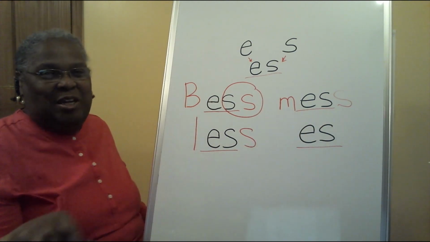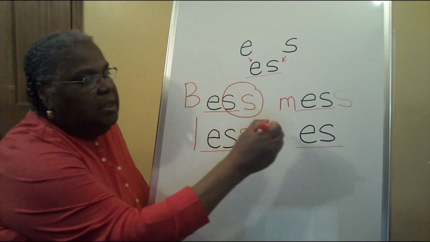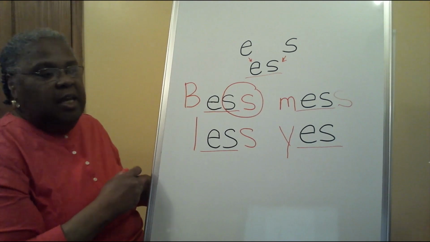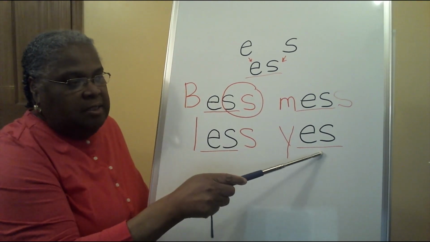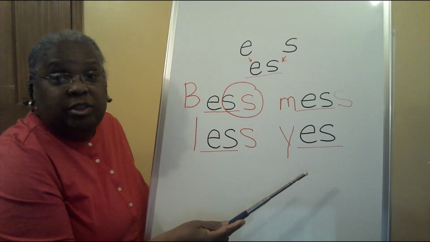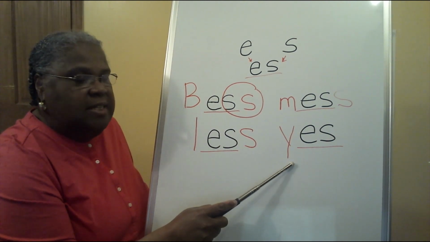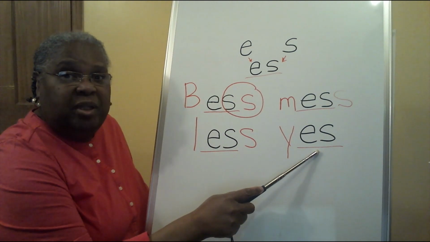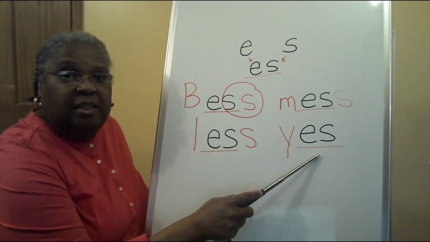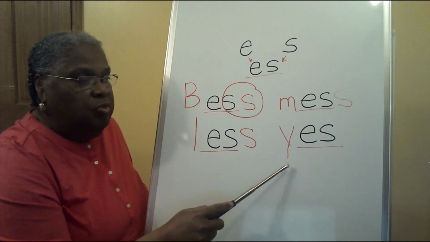Mess. Great job. When we put the letter Y at the beginning of the blend S, we form the word yes. Let us sound out the word together. Say the Y sound, Y. Say the sound of the blend, S. Now say the Y sound and the sound of the blend, S, together smoothly.